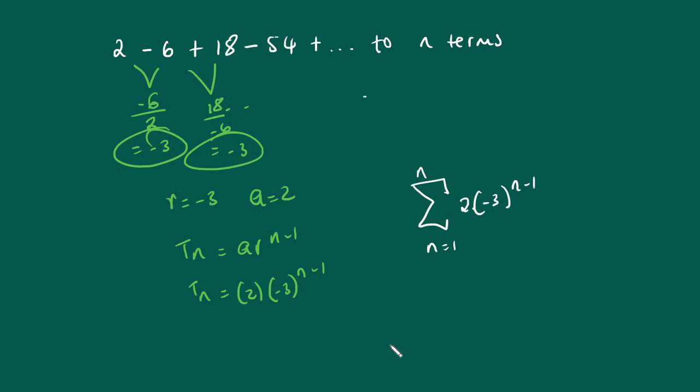So remember, if it's n on top, that means we don't know how many terms we are adding because we don't know the last term. Okay, I hope that is clear.